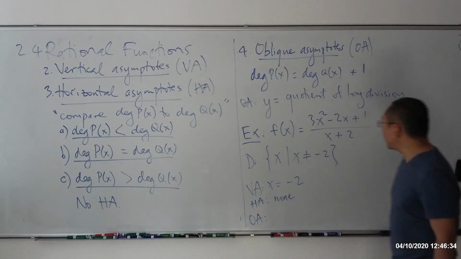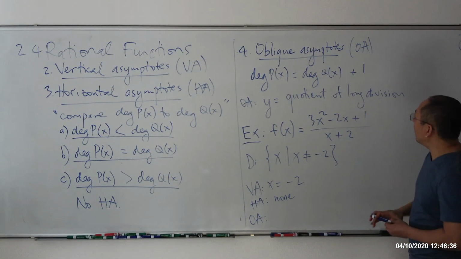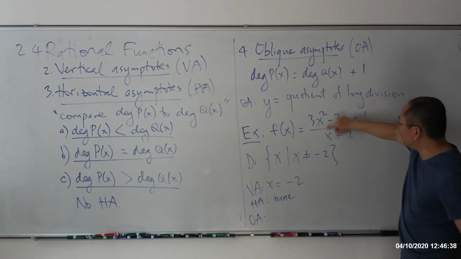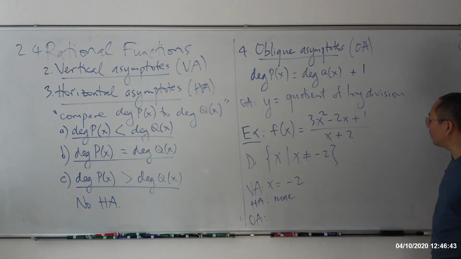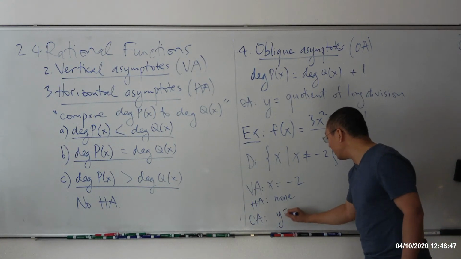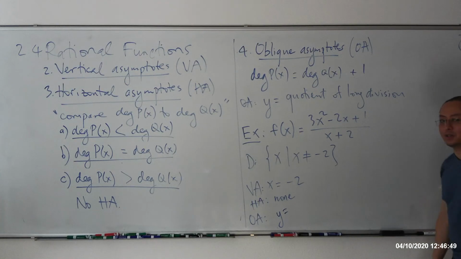What about oblique? To find the oblique asymptote, first of all, we have to check for the condition. Degree 2 over degree 1. Is that good? Yeah. 2 is exactly 1 unit bigger than 1. So we do have an oblique. To find the oblique asymptote, y equal to something, we have to do long division.